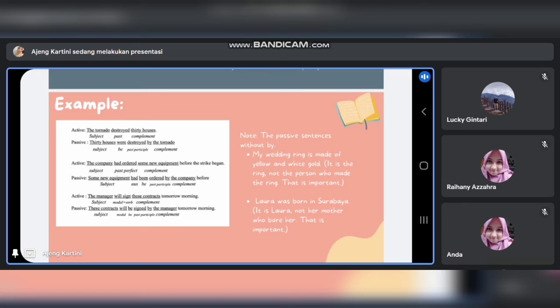My wedding ring is made of yellow and white gold. It is the ring, not the person who made the ring. That is important. Laura was born in Surabaya. It is Laura, not her mother, who bore her. That is important.